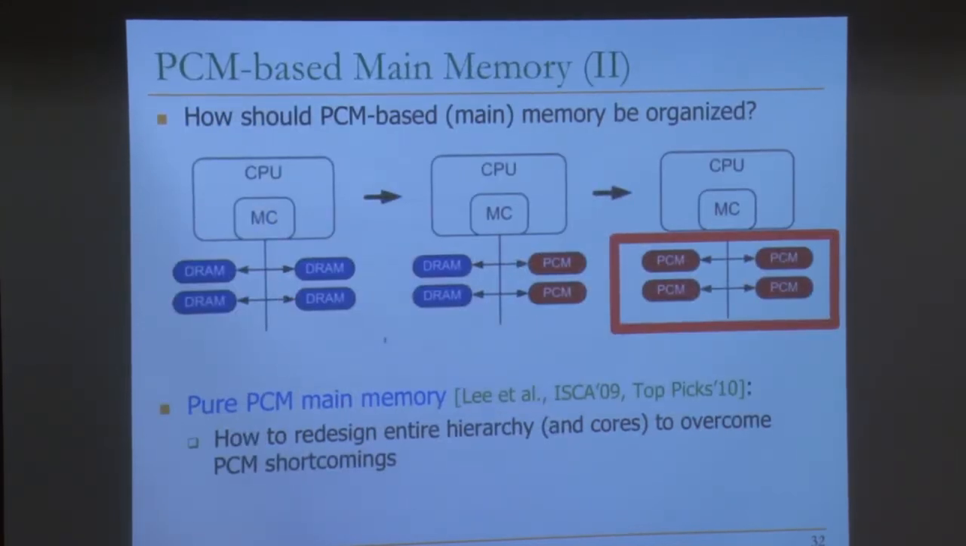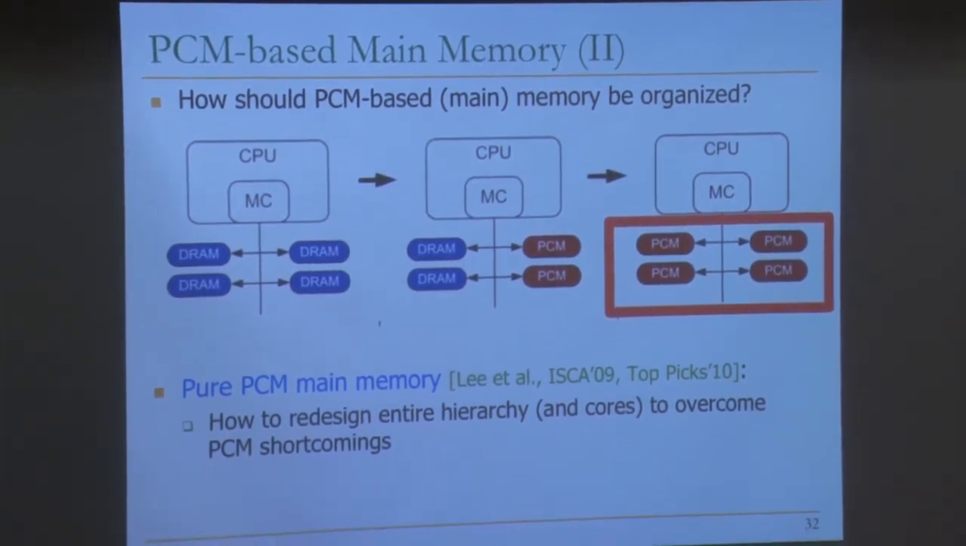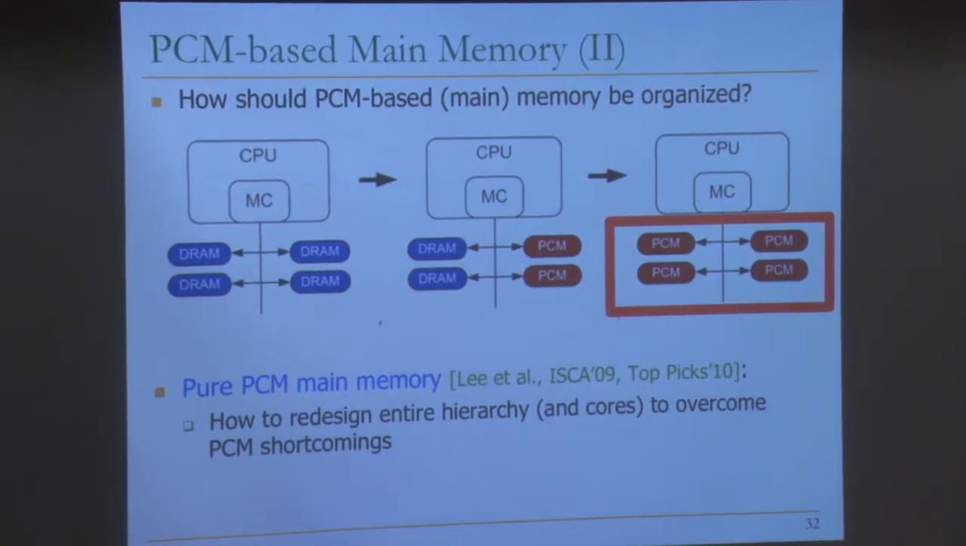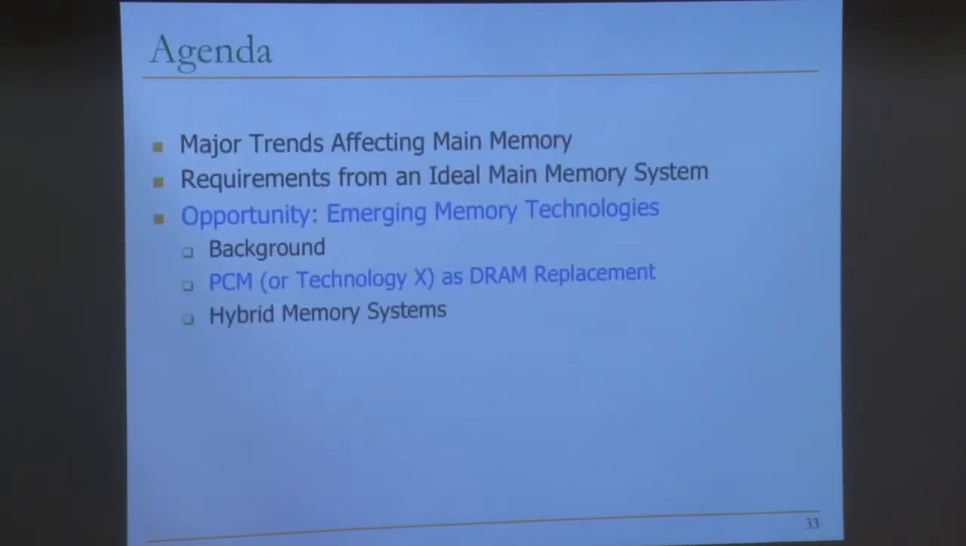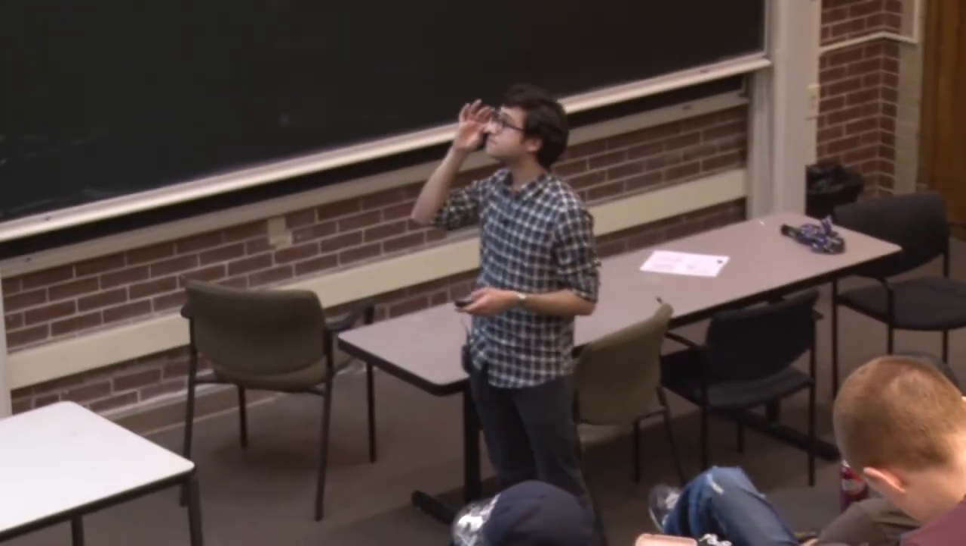OK, so that was looking at the hybrid memory side of things. What about using it as a main memory? So people have also looked into this. And basically, you could, in theory, replace all of the memory in your system with PCM. And we'll see the techniques that they use to overcome all of its shortcomings. So first of all, let's talk about what I just mentioned, using phase change memory as a complete replacement to DRAM. How does that actually work?